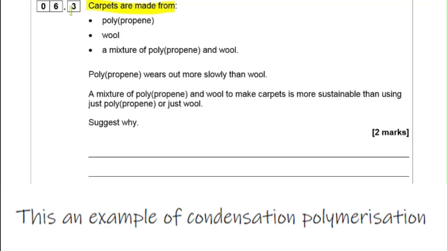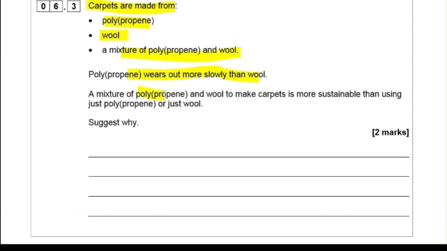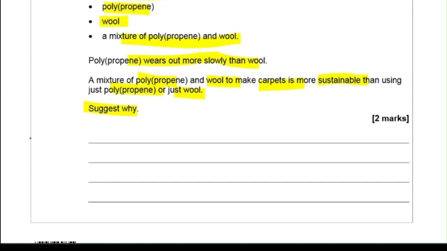6.3. Carpets are made from polypropene wool, a mixture of polypropene and wool. Polypropene wears out more slowly than wool. A mixture of polypropene and wool makes carpets more sustainable than using just polypropene or just wool. Suggest why. You have to be clear exactly what this question is about. You're comparing the mixture of the polypropene and wool with the 2 separately, polypropene and wool. So let's have a look. We've got down some notes here.